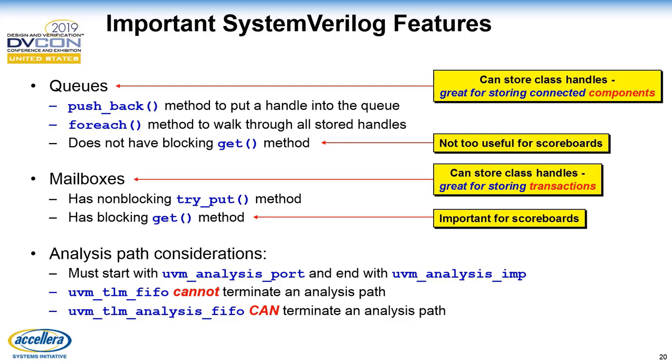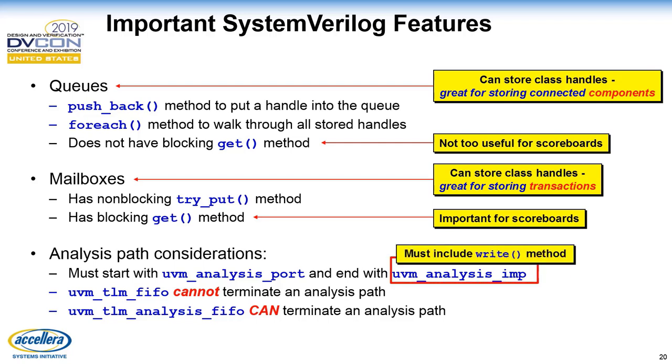And they do have a blocking get method. The blocking get method means that once you call a get on this mailbox, it waits until there's something there for you to retrieve. So you don't have to keep polling to find out, is there anything there yet? Instead, I'll just say, give me something that's there, but wait until there's something there to get. And so these are great for scoreboards.